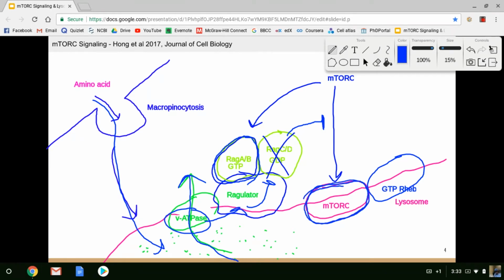It's recruited by RagA. When RagA recruits mTORC, mTORC actually comes in an inactive form. And in order to be completely activated, it needs to bind to GTP Rheb. So there's kind of a two-step activation. Not only does mTORC need to be recruited by RagA, but GTP Rheb needs to be activated as well and ready to accept mTORC and activate it once it arrives. And once both these conditions are met, then we get autophagy inhibition, we get translation.